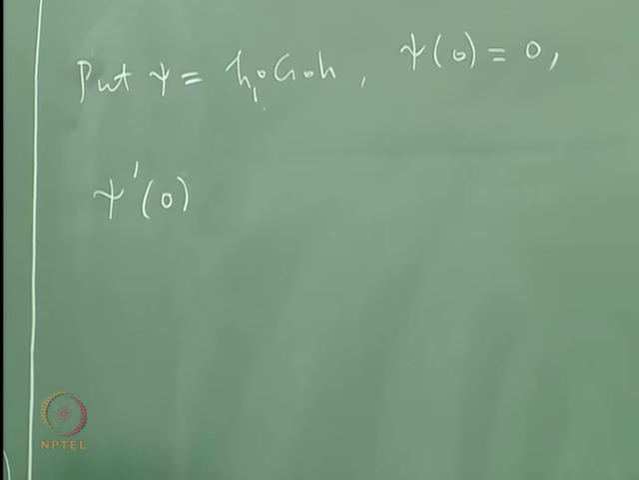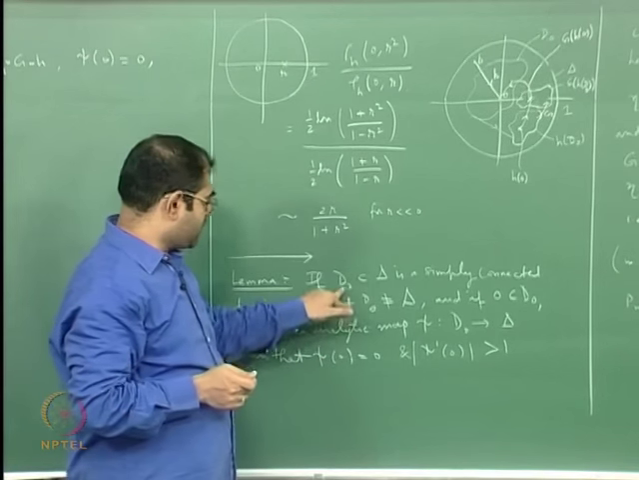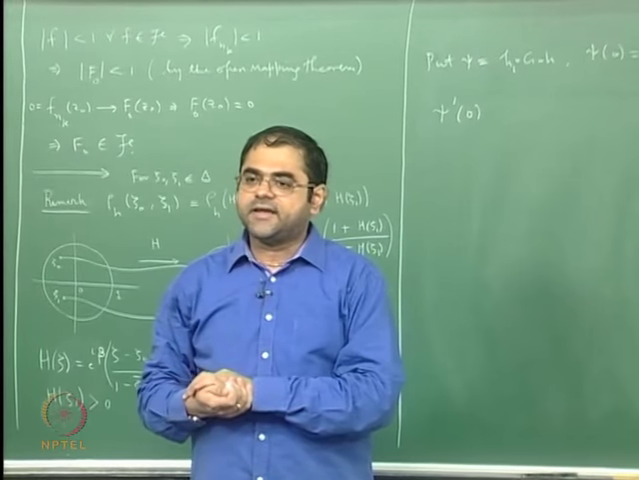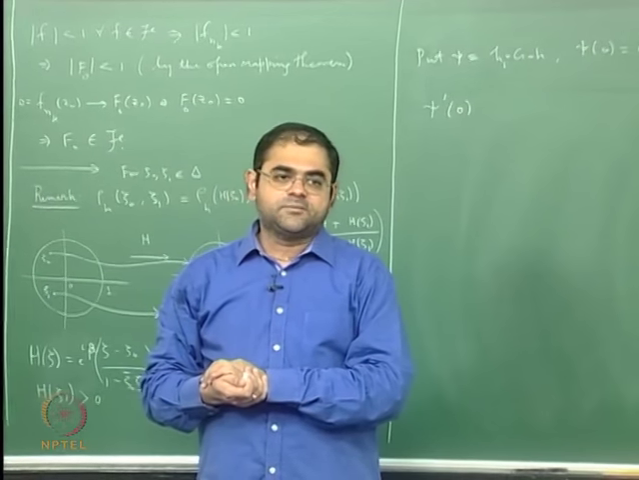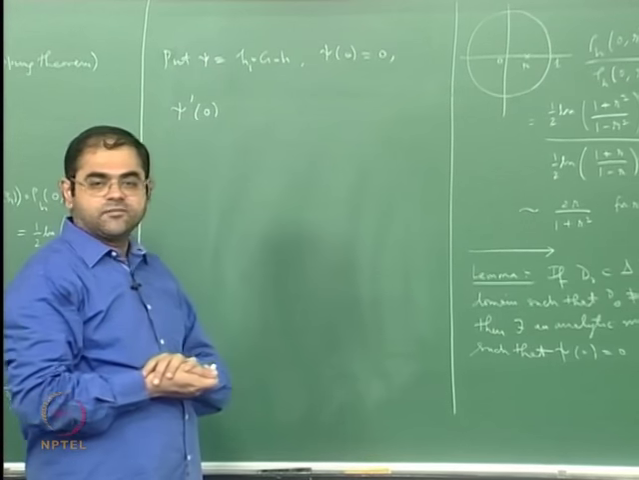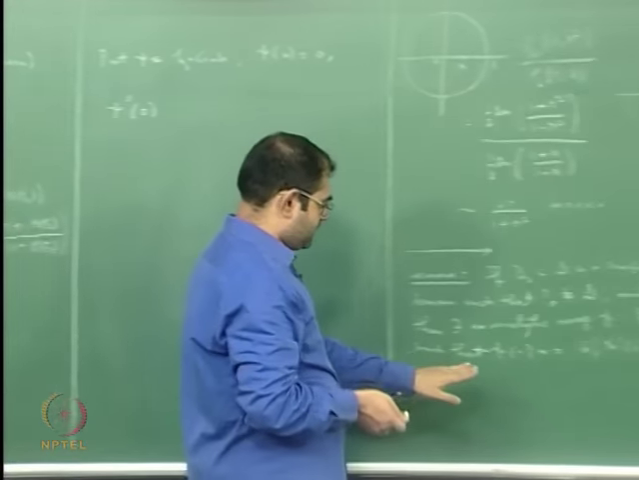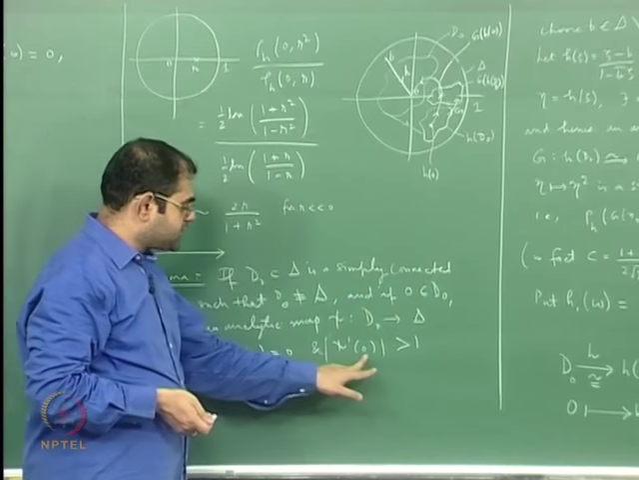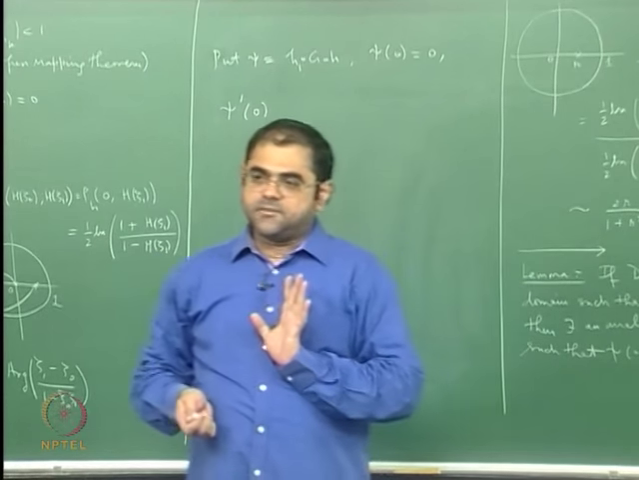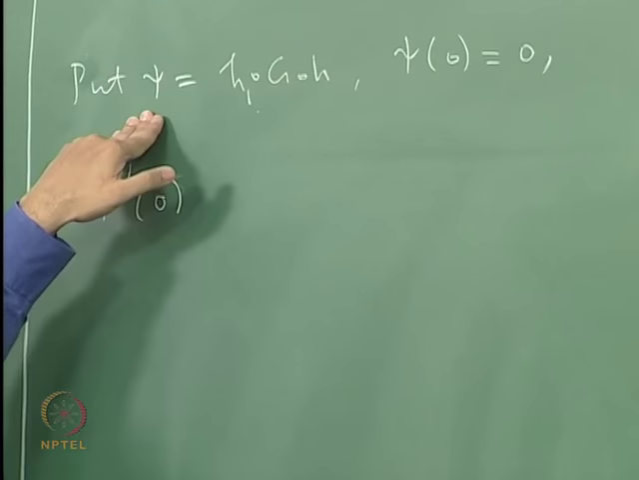okay. I am trying to look at, the lemma says that if you have a smaller simply connected subdomain than the unit disk, then I can find an analytic map which maps it isomorphically onto a subdomain of the unit disk which takes 0 to 0 and whose derivative at the origin is greater than 1, okay. That is the lemma, right, and I am trying to prove that lemma. I claim that this psi is the psi that I need.